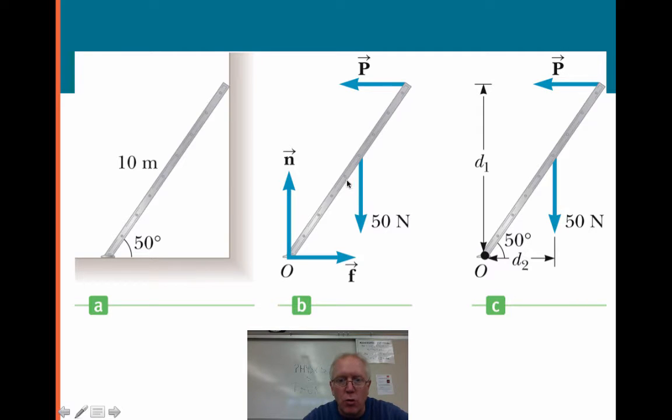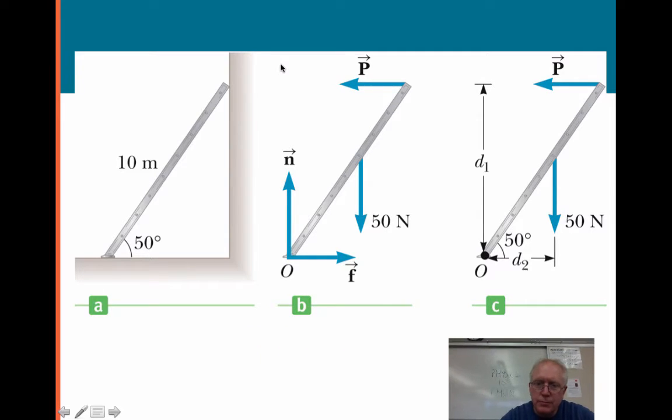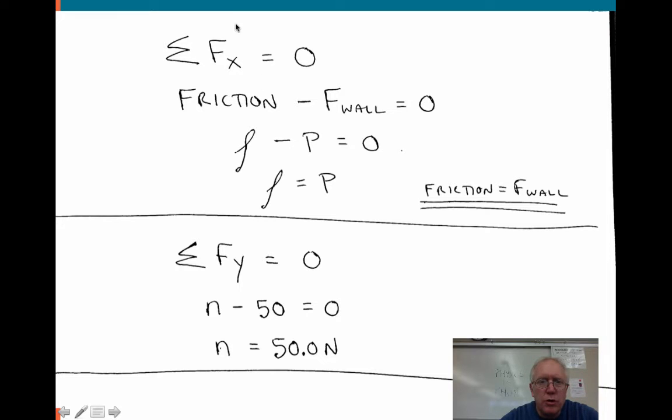A 50 newton ladder, where would you put that? Would you split it into all these parts? No, this is where the center of mass part comes in. So the center of mass is at the halfway point. That's where I'm putting the weight of the ladder. P is going to be used as the pushing force of the wall, and that's going directly out here, the force of the wall. Let's see what we can do here. First of all, I'm doing the business with the sum of the forces.